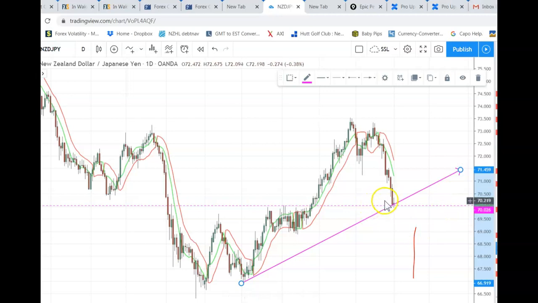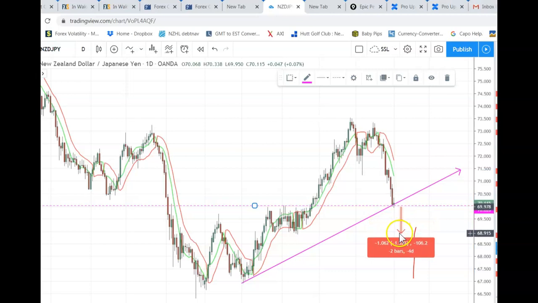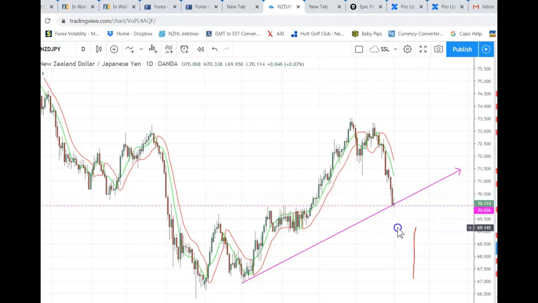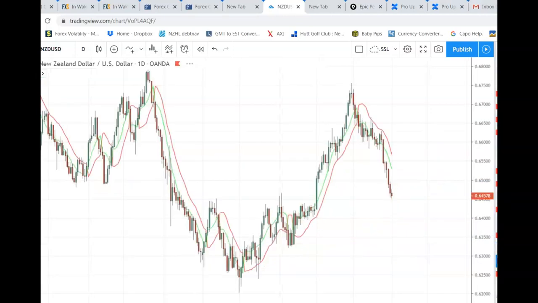But this is a key area. So watch it. If you get a good engulfing candle here, pending order under here, once it's breaking, I think there's potential to come, potential for a couple of hundred pips, possibly. Conservatively, look at 100 anyway. So that's another key pair for me.